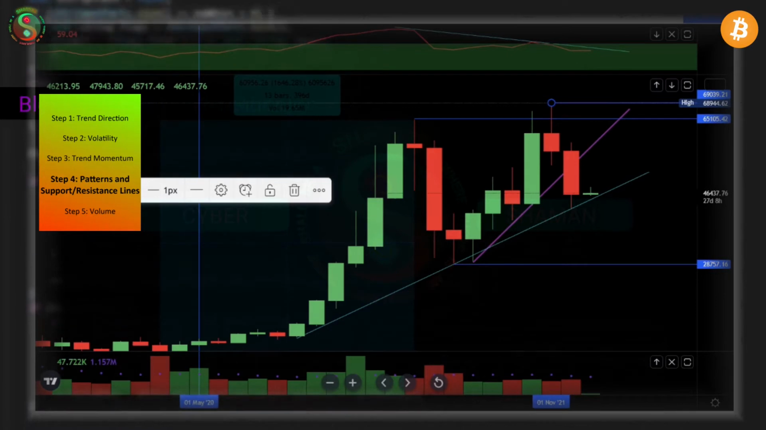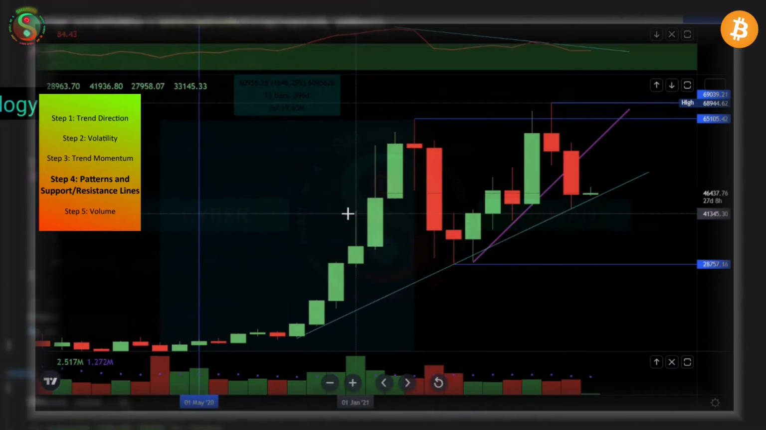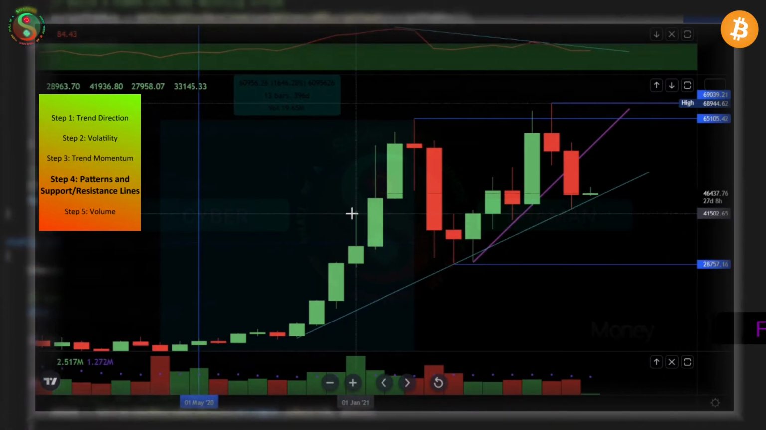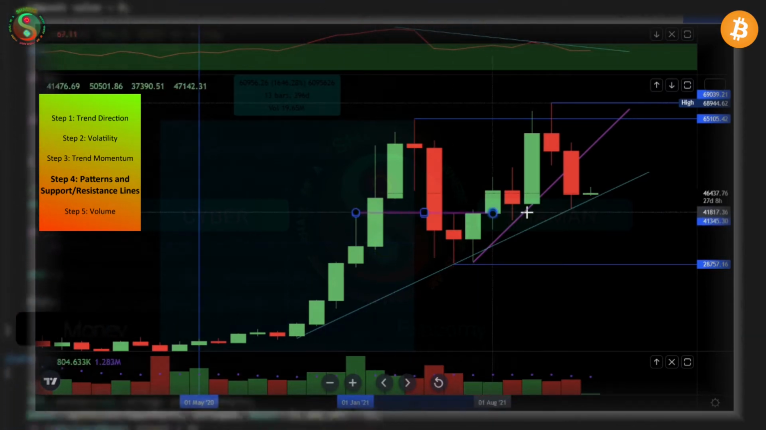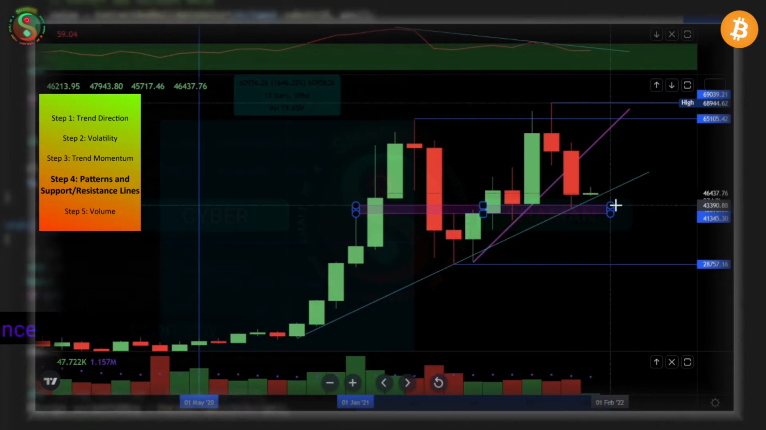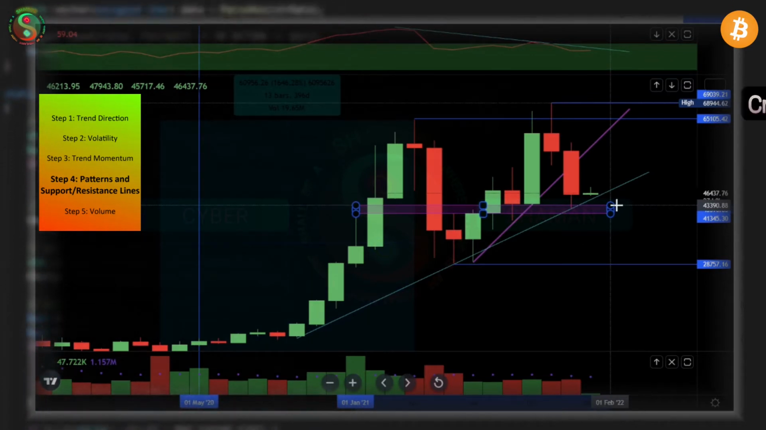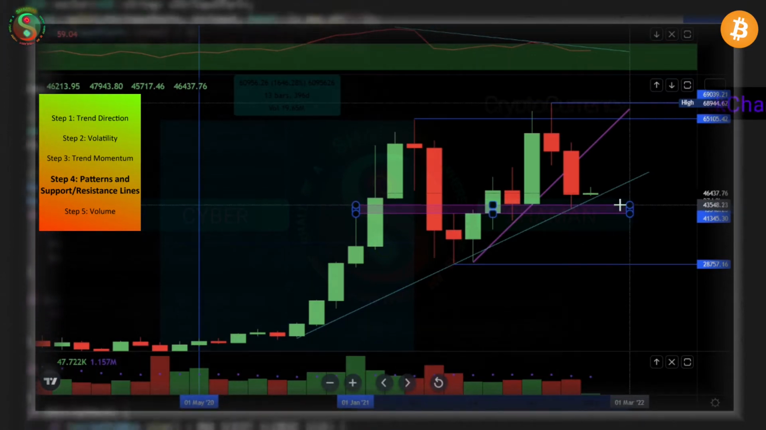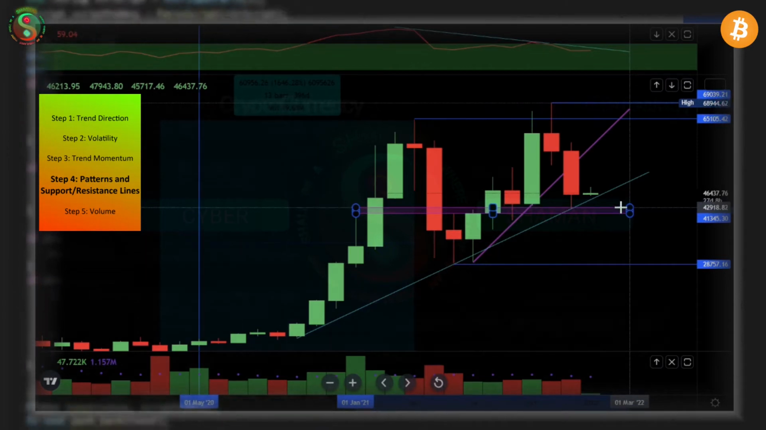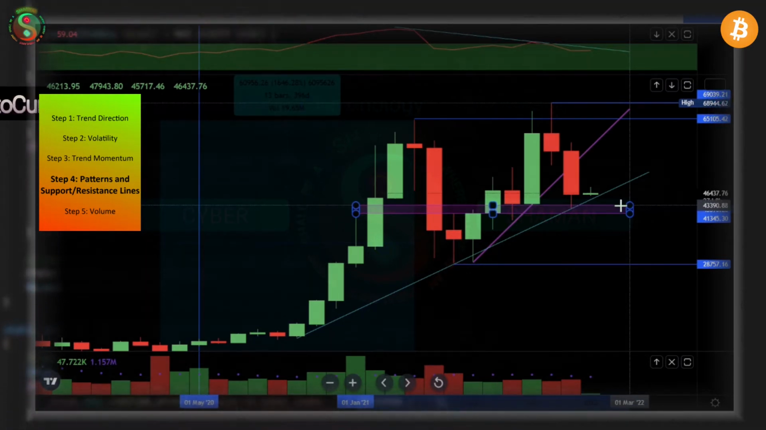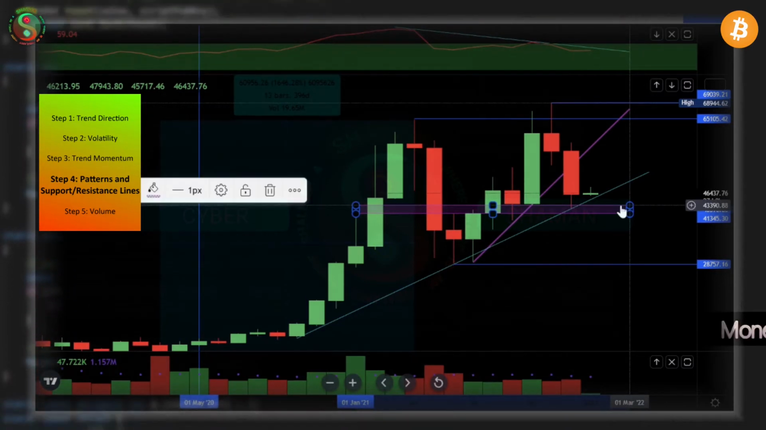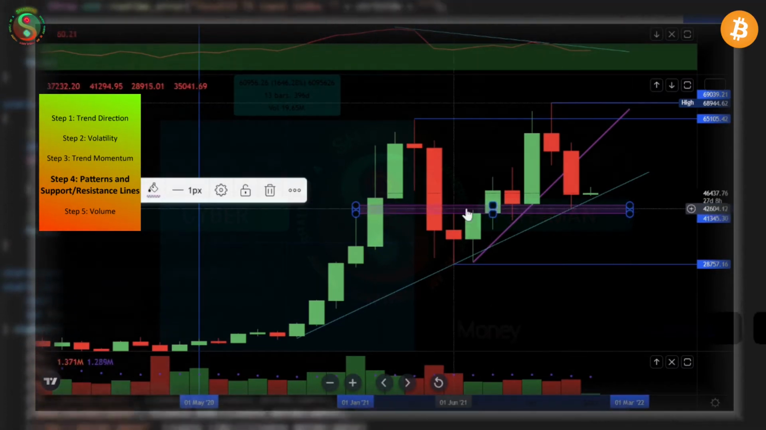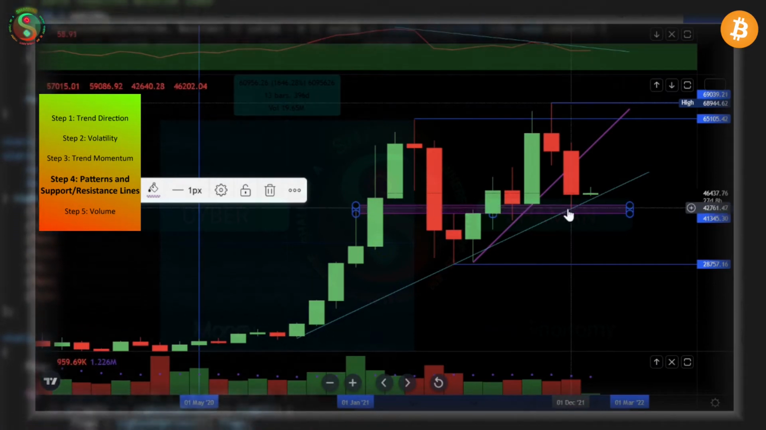We also have this box here from almost 40k to 43k, which was a resistance and is now converted to a support line.